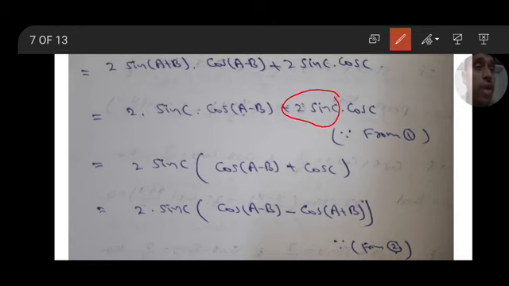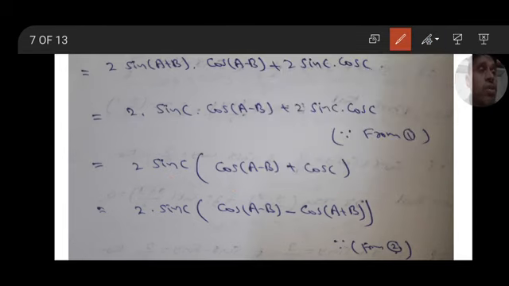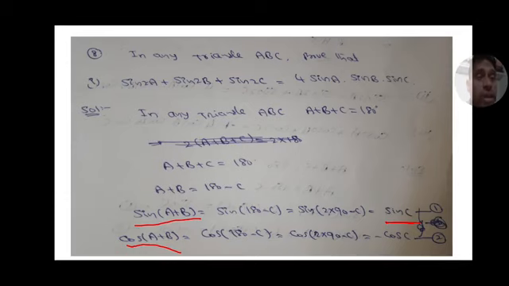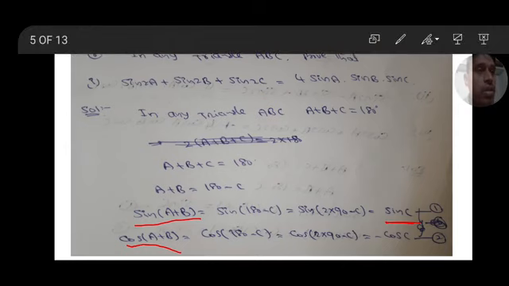Therefore here 2 sin c is common. 2 sin c common, cos of (a minus b) and we get cos c. And here, what is the cos c value? I will replace it by using the second equation. What is this cos c? Let us look at cos c. What is the cos c value?